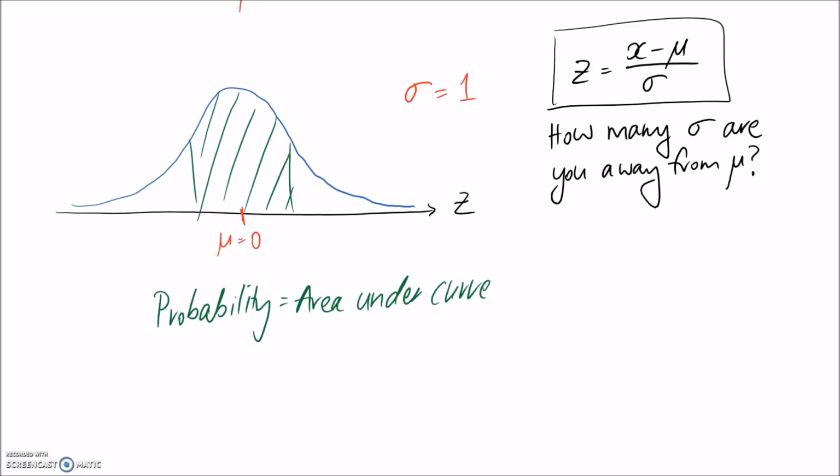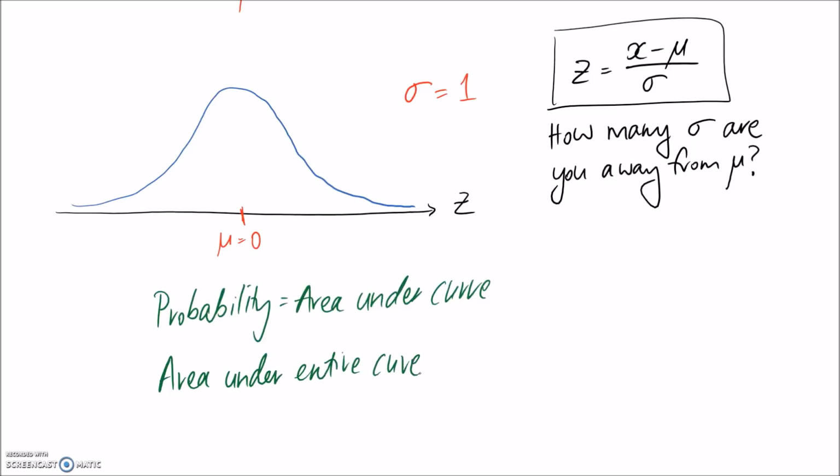The other cool thing though, for working out these probabilities, is that the total area under the entire curve is equal to 1. So let me just rub this out now. Area under entire curve is equal to 1. The last thing I want to point out is that if you divide this in half, if the whole thing is 1, this half is going to have an area of 0.5.